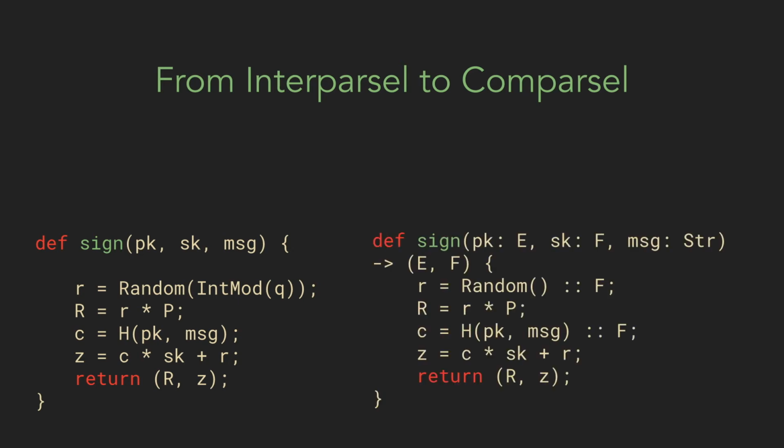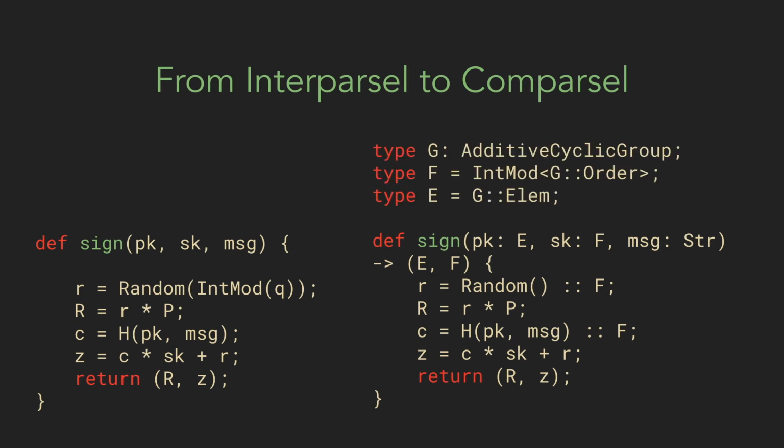Looking at the type signature of the function, we can see that pk, the public key, is a group element, sk, the secret key, is a scalar, message is the string to sign, and the result is a tuple containing a group element and a scalar. Now we need to define what these types are.